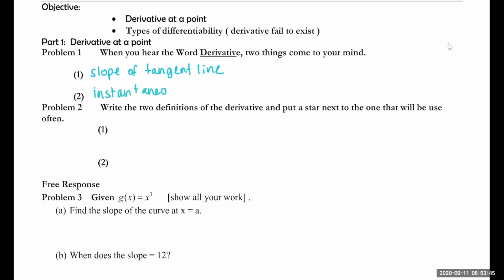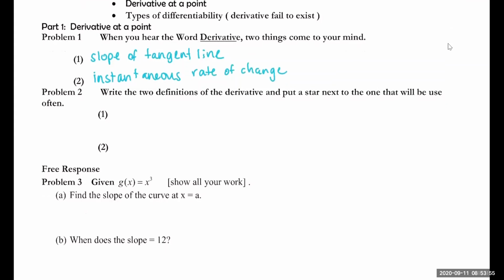Perfect. So slope of tangent line at a moment in time, that's also called instantaneous rate of change. Okay, so I'm looking at my speedometer and there's a speed that's being clocked, and that is instantaneous rate of change. It's the slope at a single point, as opposed to secant lines and average rate of change.